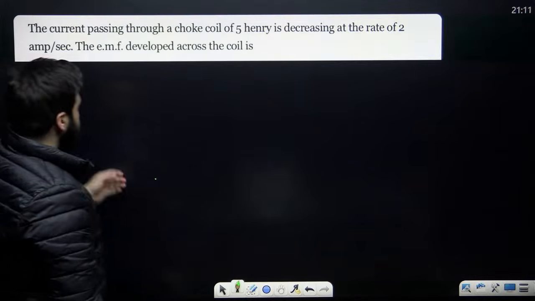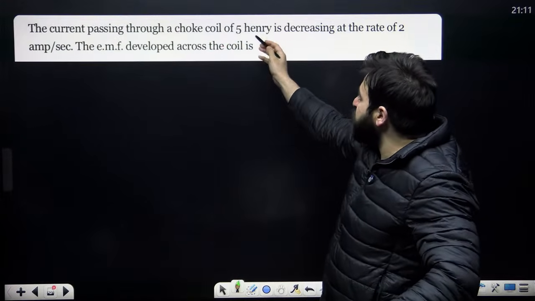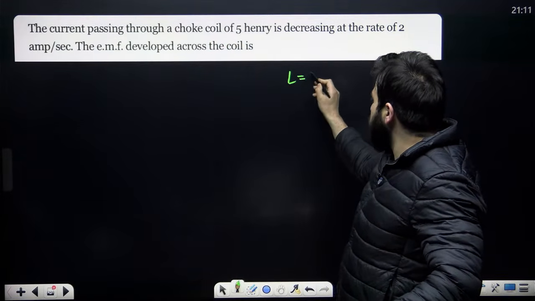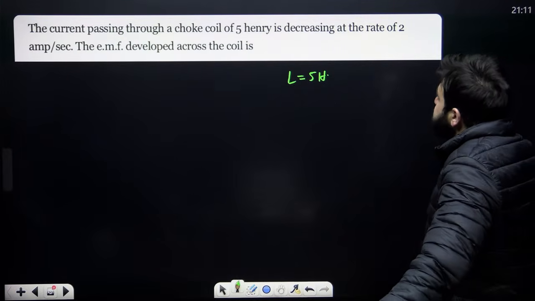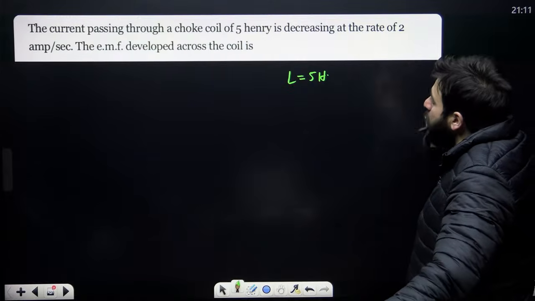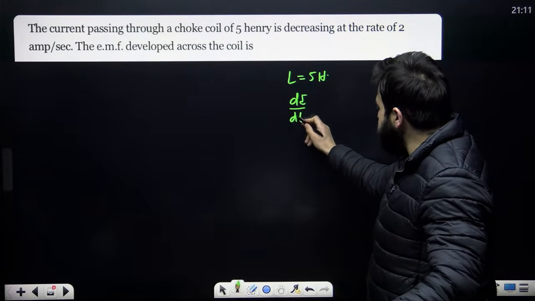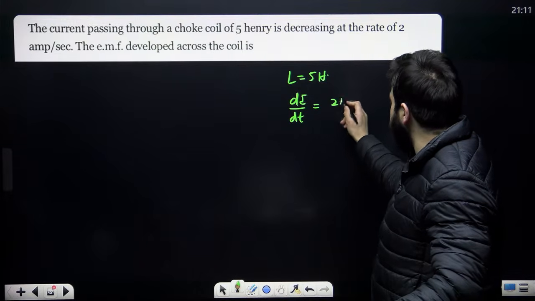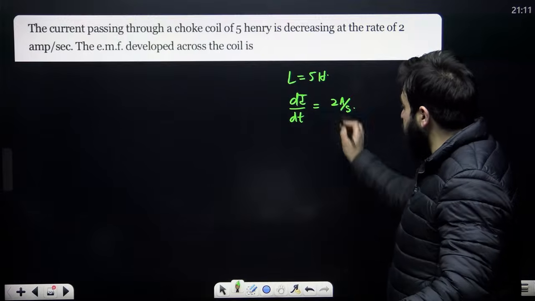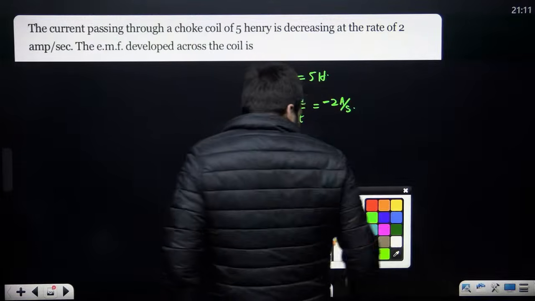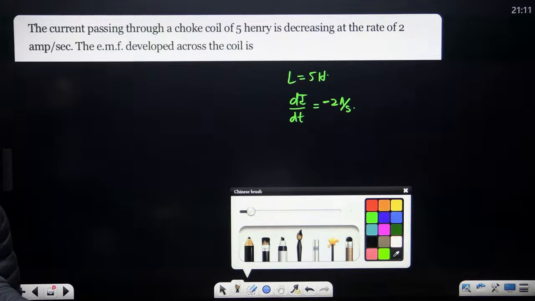Now guys, see. The current passing through a choke coil, it means a coil only, of inductance 5 henry, is decreasing at the rate of 2 ampere per second. So di divided by dt, this is what we call change in current. It is 2 ampere per second, and I would write minus 2 ampere per second. Why? Because current is decreasing in this particular case.